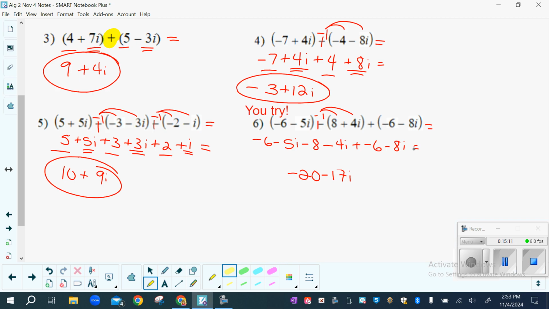The only mistakes I got was sometimes students wanted to change when you don't need to change. If it's positive already in the front, you don't change. So you don't change anything on this -6 minus 5i. It's only on this one that you change. Make that a -8 and a -4i. This one you don't change because it's a positive in the front. So this would be your answer: -20 minus 17i.